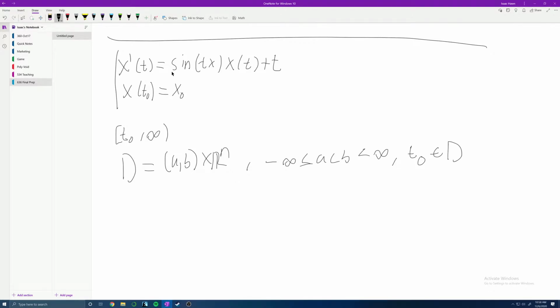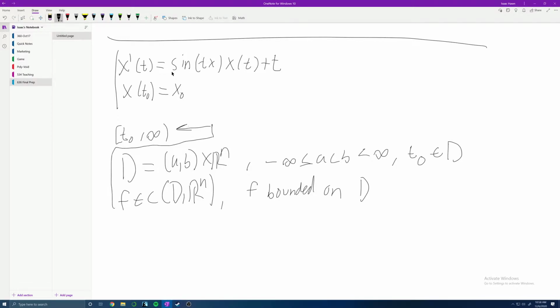We want to assume that f is continuous on this domain, (a, b) cross R^n, like that. So if we have this, and if we have f is bounded on D, then we can say that the solution exists on this whole interval right here. So this comes from all this part.